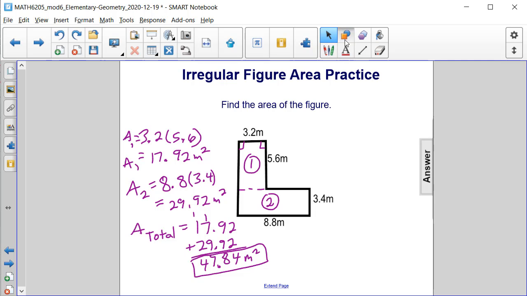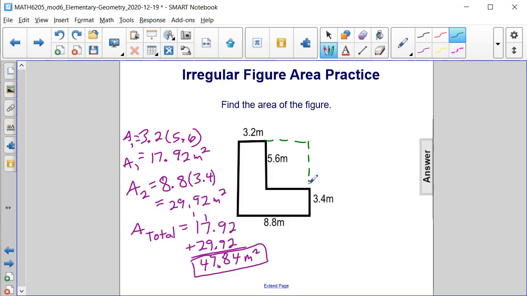Now let's try to also get this area using a different method. So the other method for doing this is to consider that we have a whole rectangle and another section that we take out. So the entire length of the big rectangle is the same as the bottom, 8 and 8/10 meters. And now if we add up 3 and 4/10 of a meter and 5 and 6/10 meters, we would end up getting a total of 9 meters.